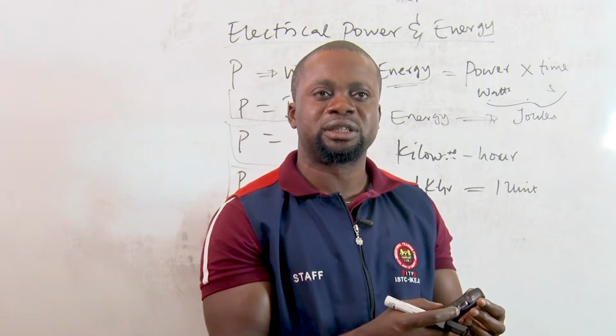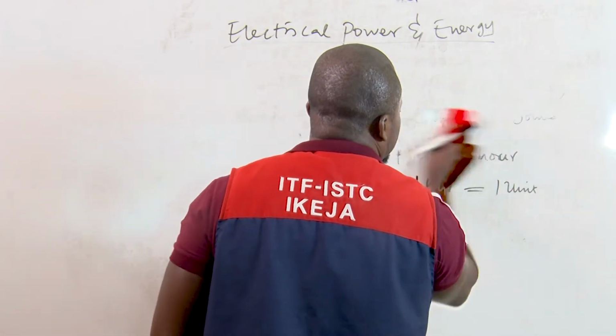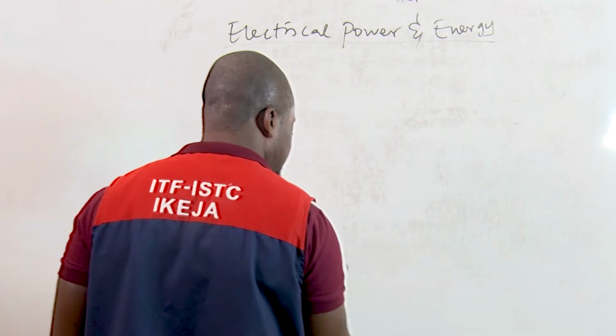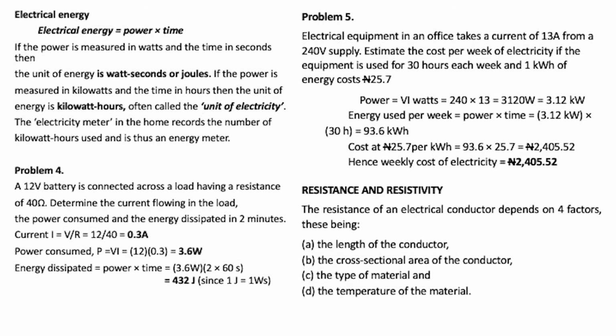Let's look at one example so that we shouldn't just be talking blindly. From the material, we have an example. It said electrical equipment in an office takes a current of 13 amps from a 240 volt supply. Estimate the cost per week of electricity.